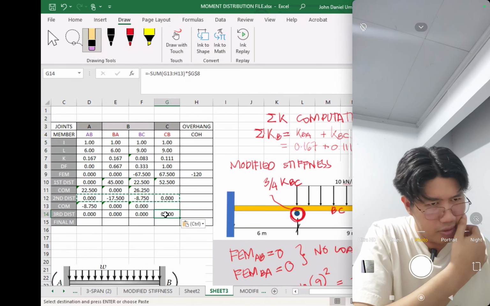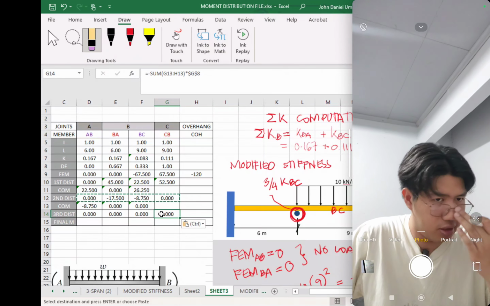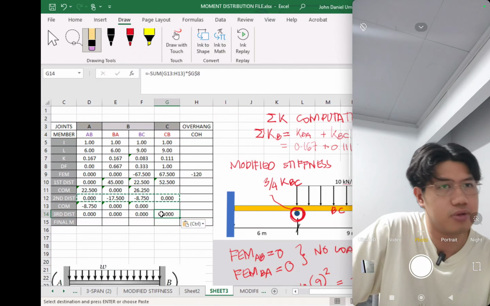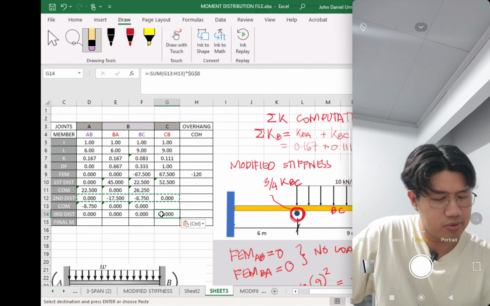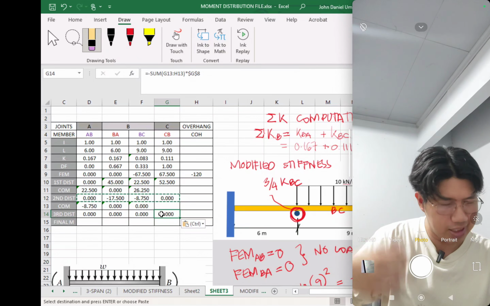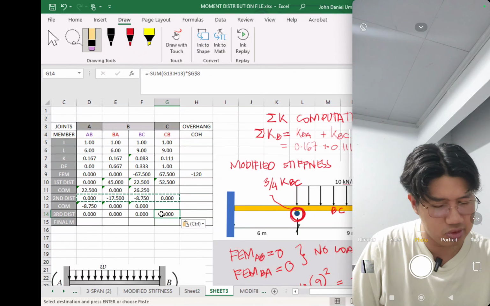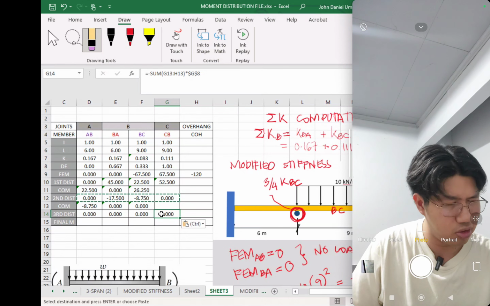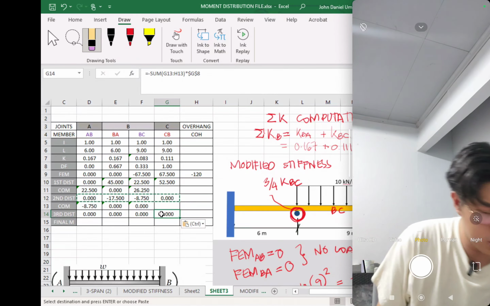So kailan ba tayo mag-stop? Actually, hindi naman rule na hanggang third distribution lang. Hindi rin rule na hanggang fifth distribution lang. Hanggat hindi mo napapaliit yung mga cycles of distribution mo or yung mga numbers na lumilitaw sa cycles of distribution mo, you can still go forward, no? Pwede kang mabot ng 10 distribution, 11 distribution kung masipag ka.